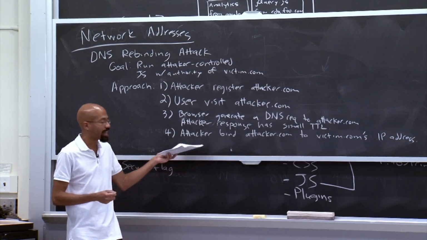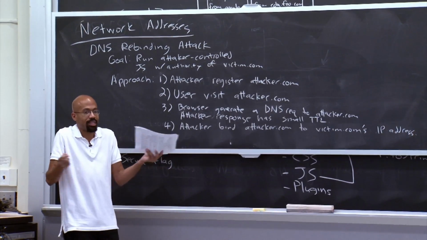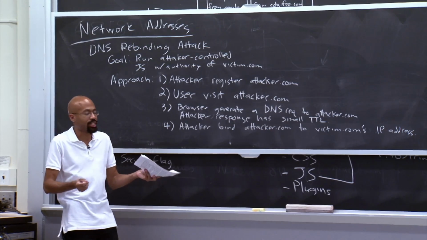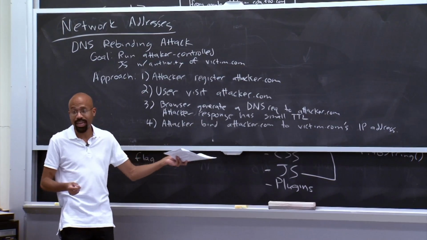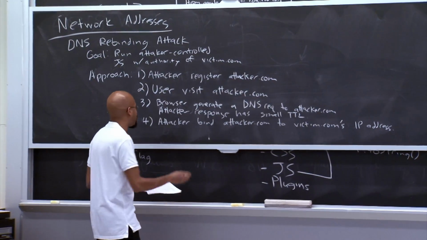Now, why can the attacker's DNS resolver do that? Because the attacker configures it to do so. The attacker's DNS server does not have to consult victim.com to do this rebinding. So perhaps you can see the outline of the attack now.